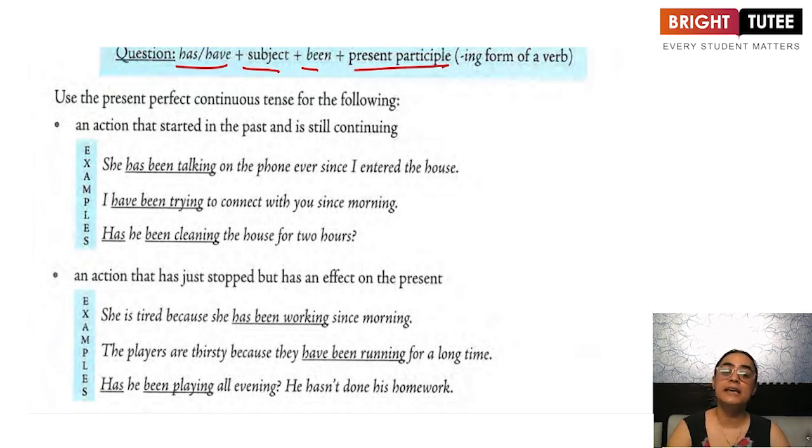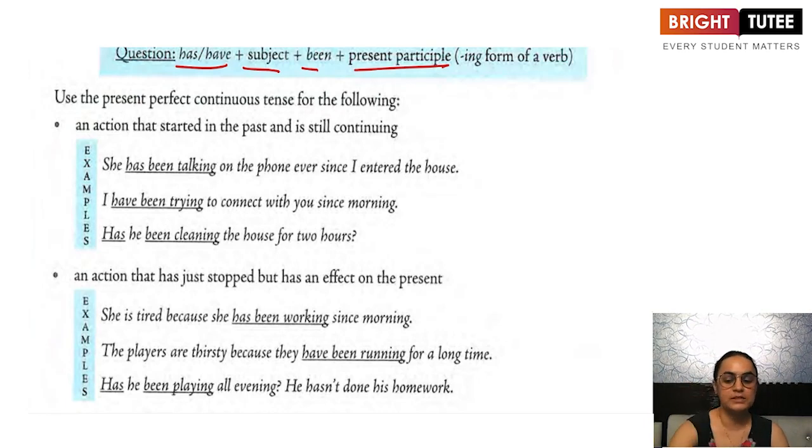I have been trying to connect with you since morning. I started in the past and I'm still doing. They have been trying to learn a new language since the past 2 days. So, something that began in the past and is still continuing, we use the present perfect continuous tense.